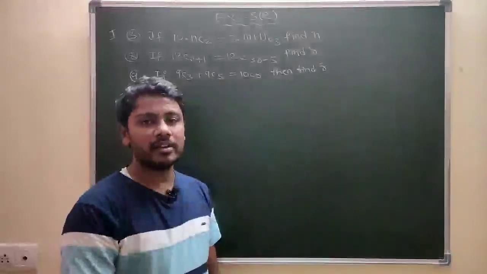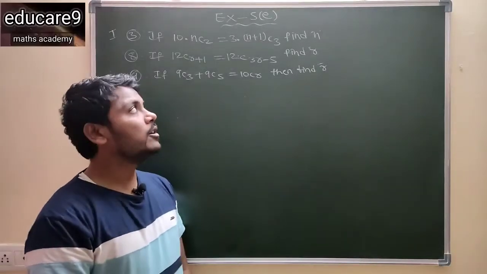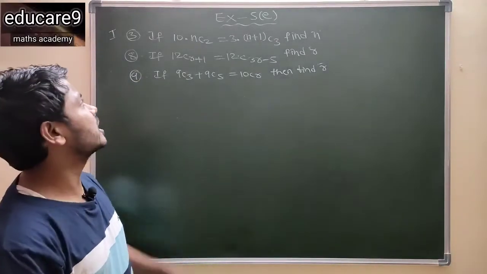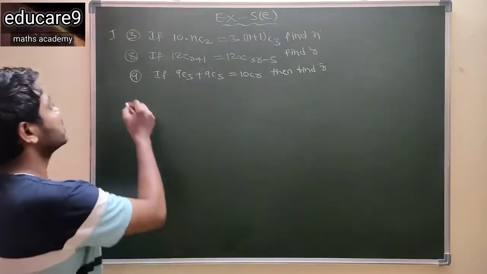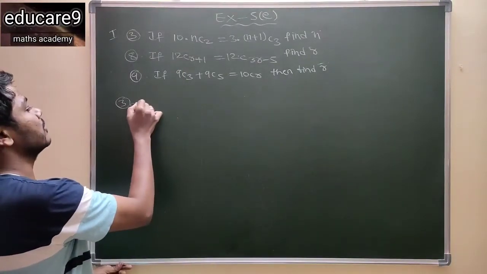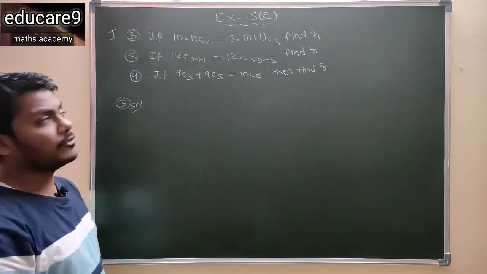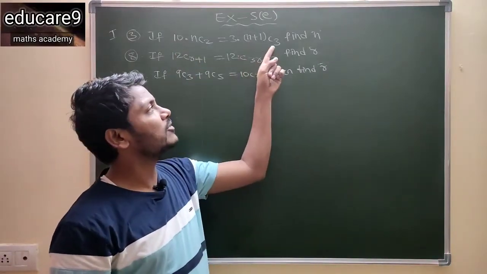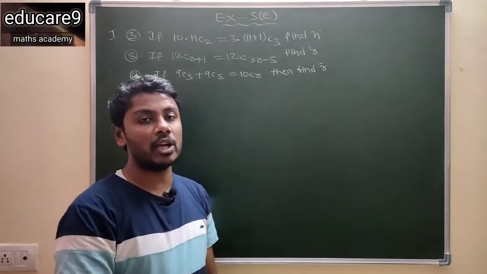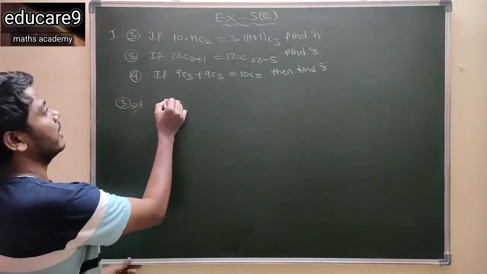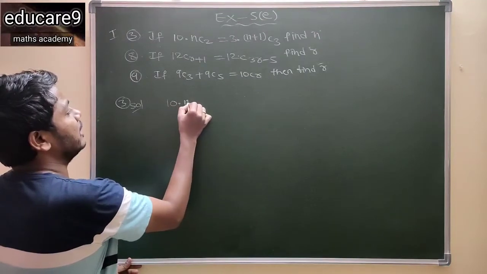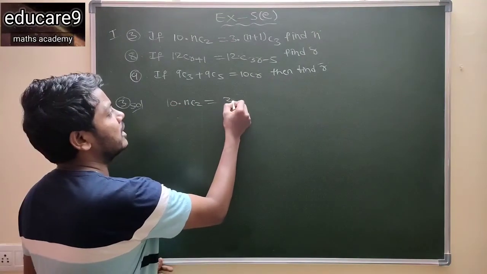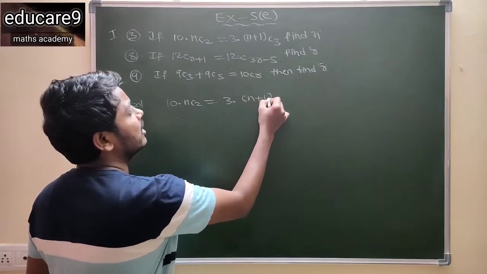Hi, hello everyone. For this session, we will discuss a few exercise problems. So, see our first one. Question number 3. If 10 into nC2 is equal to 3 into (n+1)C3, then find the value of n. So, see here, given 10 into nC2 is 3 into (n+1)C3.